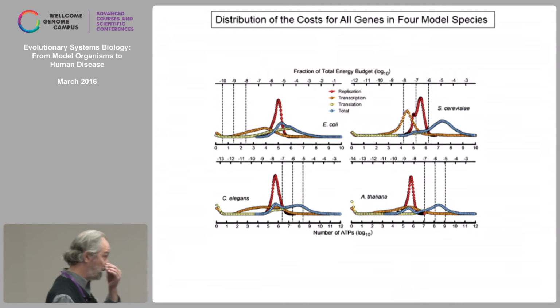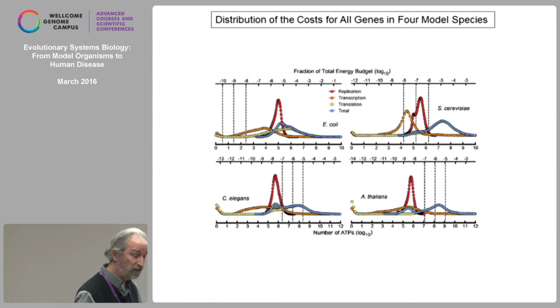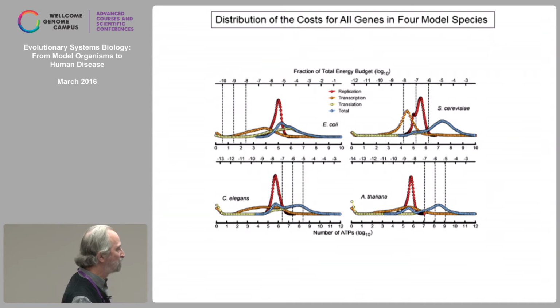Now I just want to summarize some data. Let's just take a look at the upper left panel first. So this is the full distribution of the 3 costs of all the genes in E. coli derived from a lot of biochemistry, a lot of genomics, and a lot of proteomics and transcriptomics. The details I won't go into, but I pointed out the basic fundamentals here.